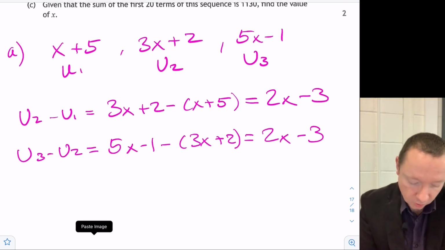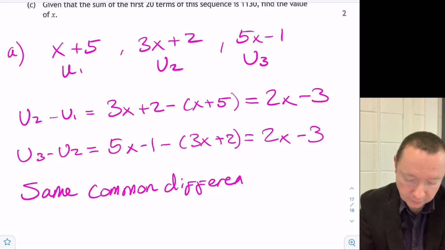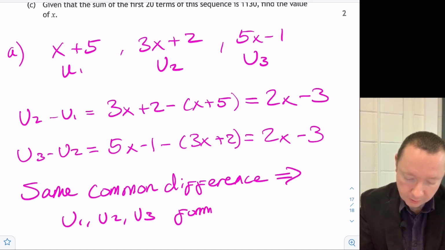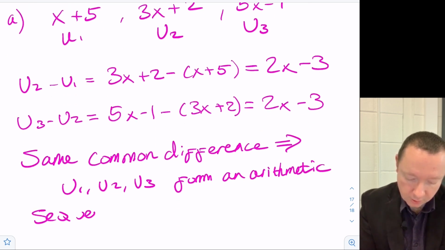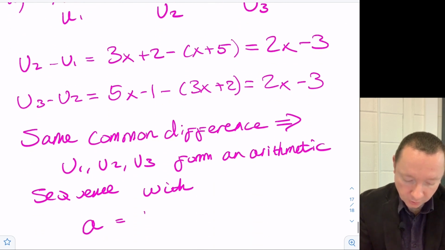So since it's got the same common difference, that implies u1, u2, u3 form an arithmetic sequence with a being equal to x plus 5 and d, our common difference, being 2x minus 3.